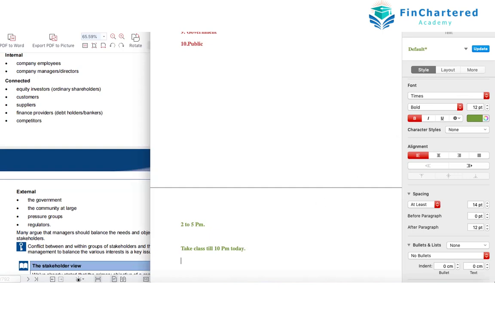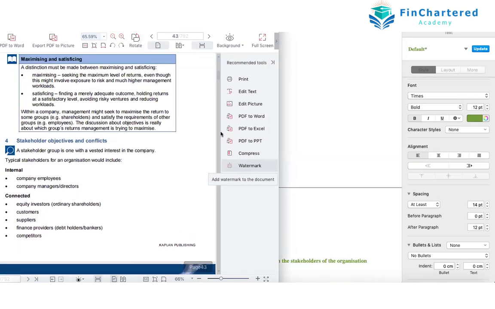As you can see, there is a disagreement or a kind of a conflict between me. I'm telling we'll do it 2 to 10. You're telling no. There's a conflict between me and you, who are basically the various stakeholders of Finchartered, between the stakeholders of the organization. This situation, when there is a disagreement or conflict between the various stakeholders of an organization, is known as what? It is known as stakeholder conflict.